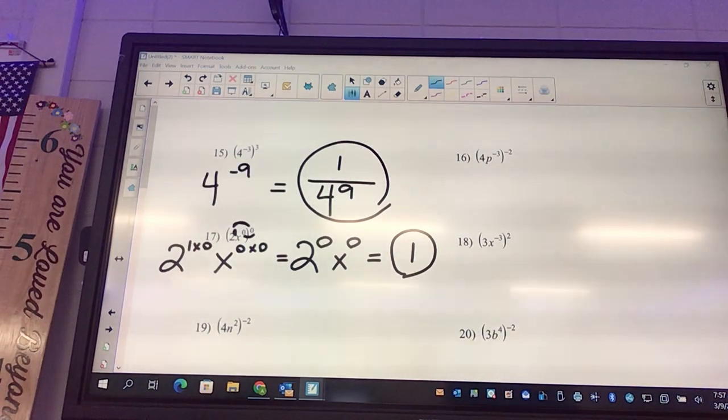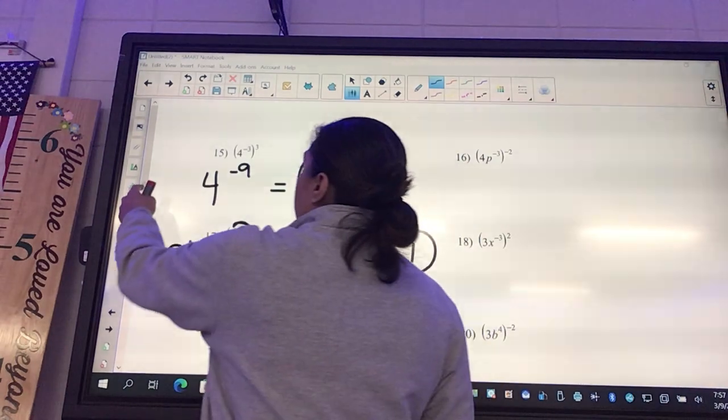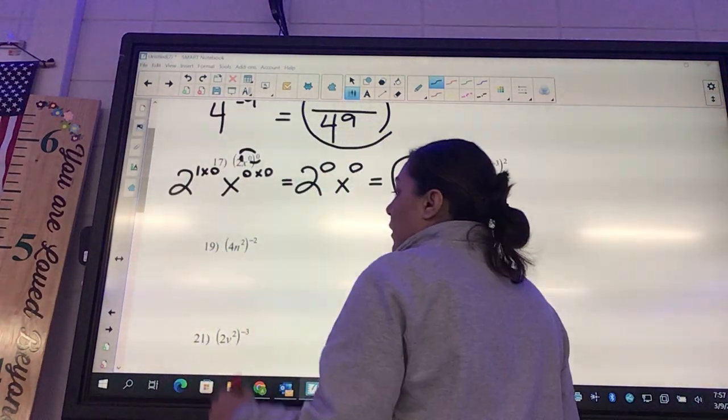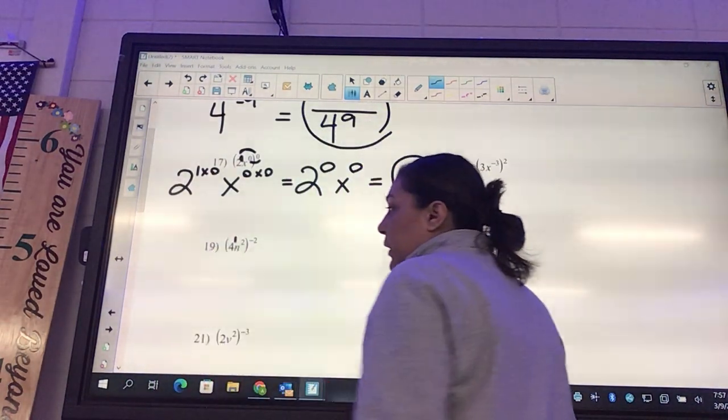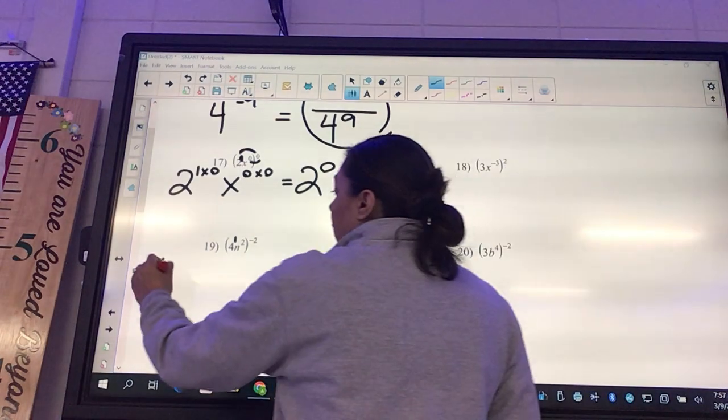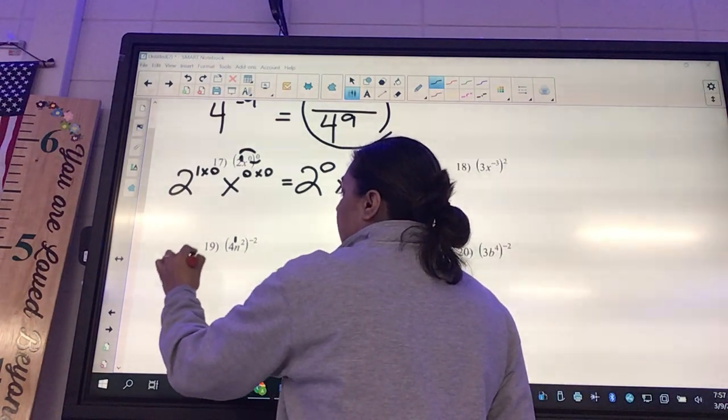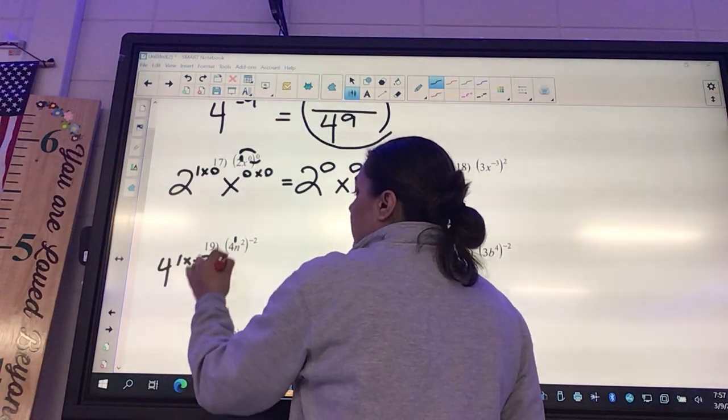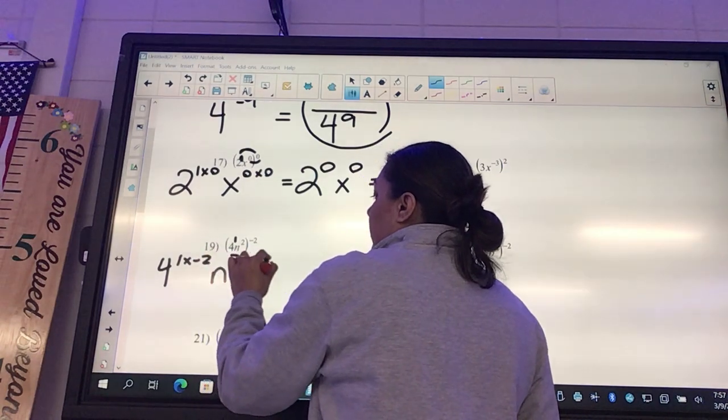Okay, so 19. It's 4 to the what power? Okay, so you're going to have a 1 right there. So it's going to be 4 to the 1 times negative 2, and n to the 2 times negative 2.